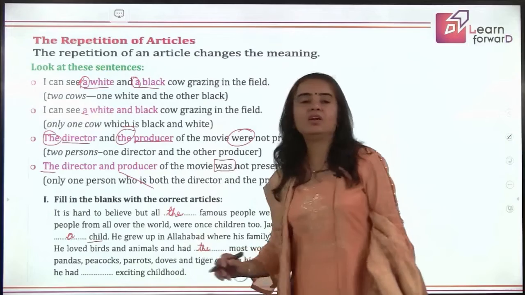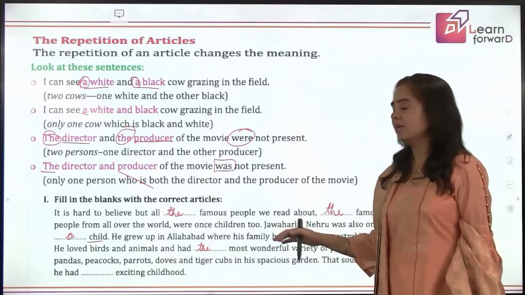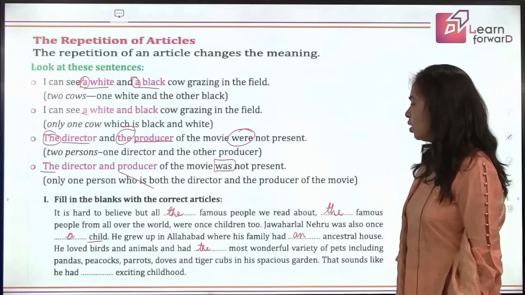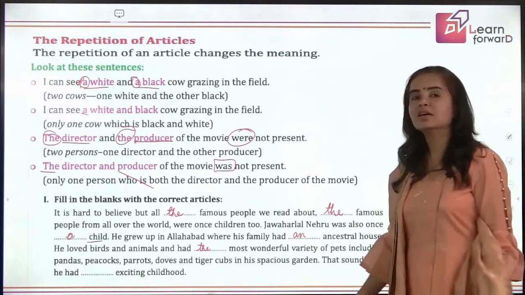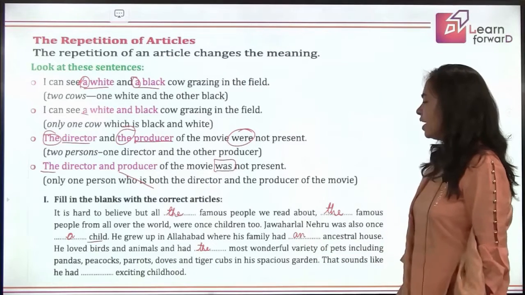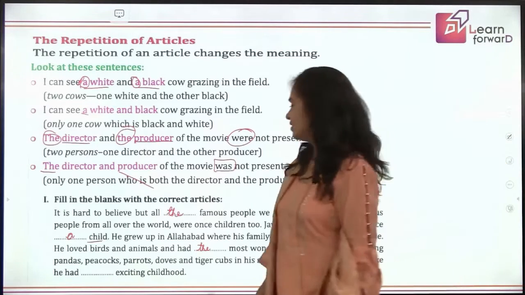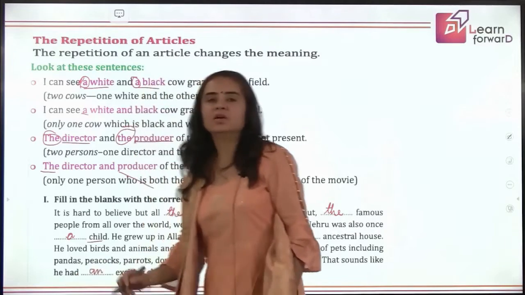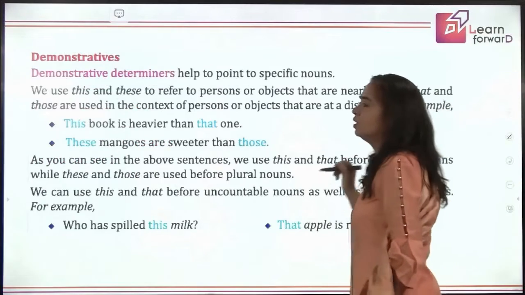That's great. With adjectives, we have learned that with the superlative degrees, we use the article the. Very good. A variety of pets, including pandas, peacocks, parrots, doves, and tiger cubs in his spacious garden. That sounds like he had an exciting childhood. An exciting childhood is correct. This is a vowel sound, right? So that's a perfect exercise from your side. We together did it well.